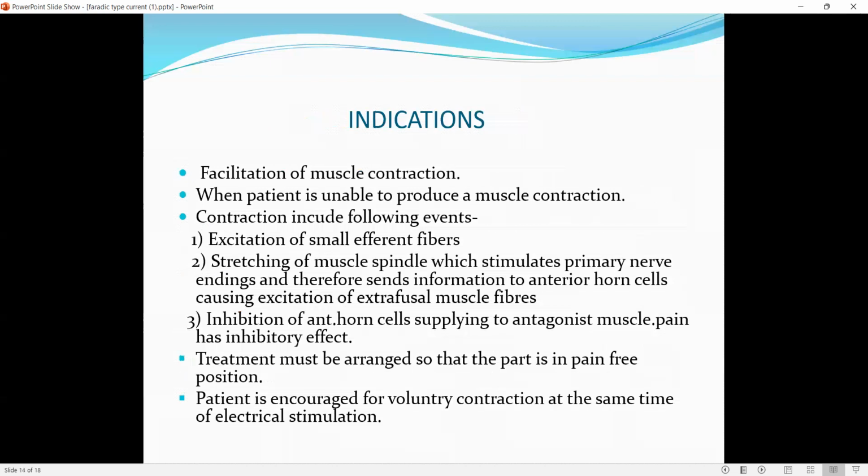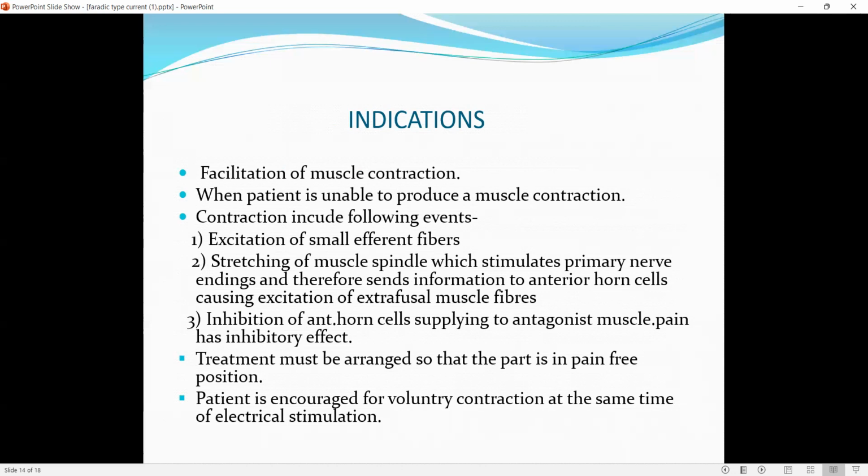Indication. What is the indication? Facilitation of muscle contraction, when the patient is unable to produce a muscle contraction. Contraction induces the following events. First, excitation of the small efferent fibers, stretching of the muscle spindle, which stimulates the primary nerve ending and therefore sends information to the anterior horn cell, causing excitation of extrafusal muscle fibers. Inhibition of anterior horn cells supplying the antagonist muscle.